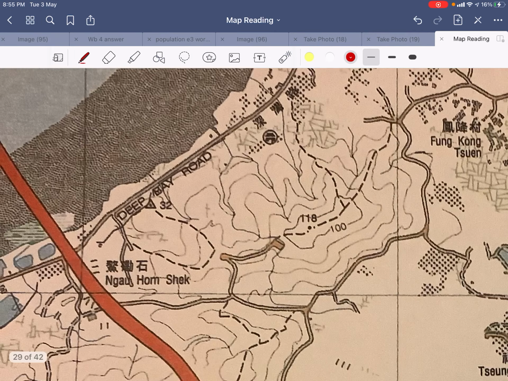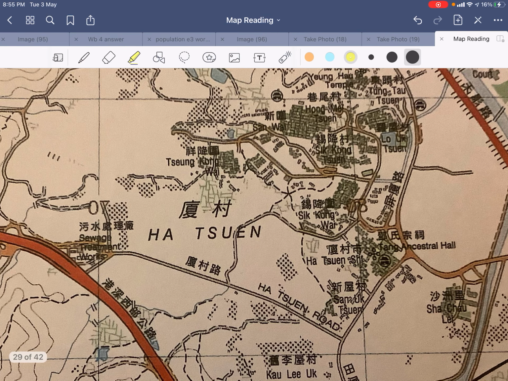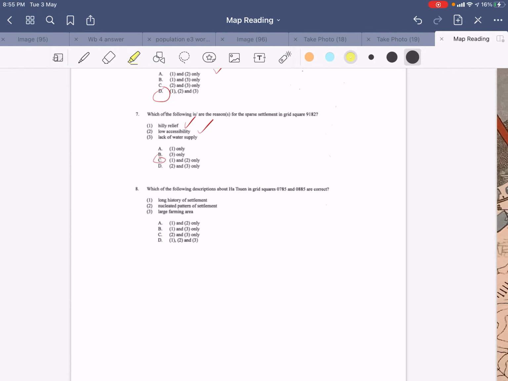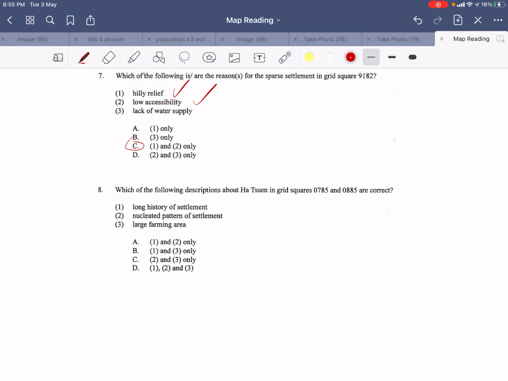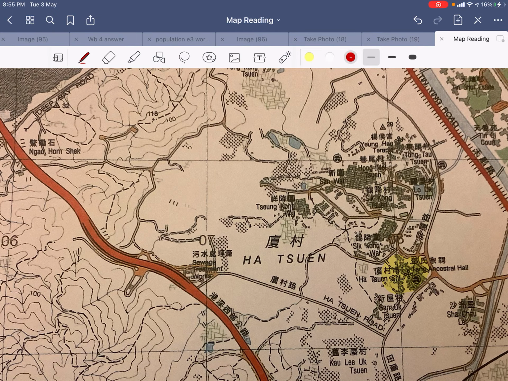Long history of development. Can you find this? What does this mean? Okay, which is the declared monument, which is talking about a long history statue. Then this one can be regarded as a long history of development, and then nuclear pattern of the settlement. What is nuclear pattern? It is talking about settlements concentrated in different nuclei. Is it concentrated in different nuclei for the Hachun? Also correct, because they are densely populated in a nucleus form.